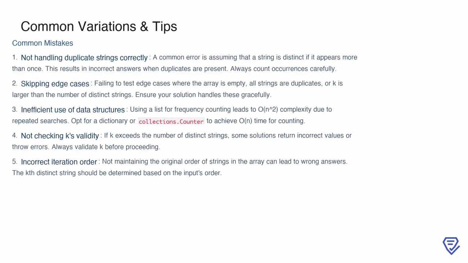Inefficient use of data structures is another issue to avoid. If you use a list for frequency counting, you'll end up with an O(n squared) complexity due to repeated searches. A better option is to use a dictionary or collections Counter for efficient O(n) counting. Additionally, you need to validate k before proceeding. If k exceeds the number of distinct strings, your solution might return incorrect results or throw errors, so handling this gracefully is key. Finally, be mindful of iteration order. Since the kth distinct string is determined based on the original order of the input, losing track of that order can lead to wrong answers.